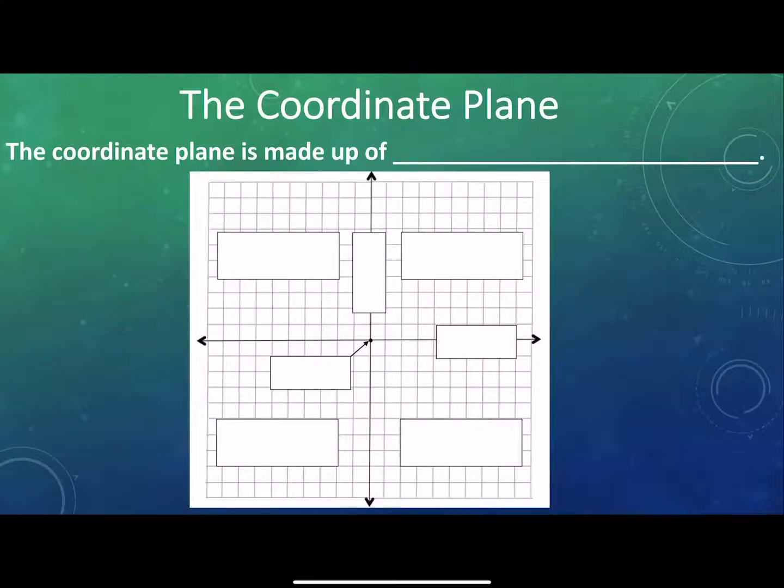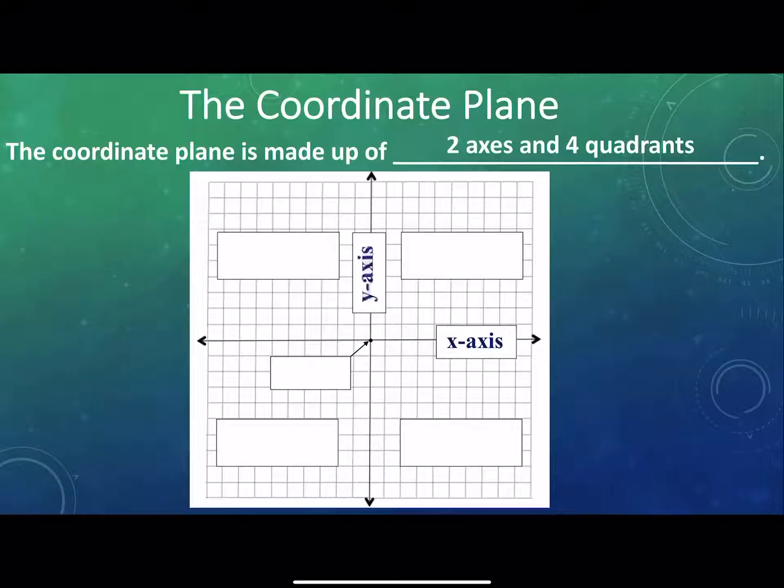So this is the coordinate plane. It looks something like this. I've got a graph, and it's made up of 2 axes and 4 quadrants. The 2 axes that I have are the x-axis, which is the horizontal one going across from side to side, and the y-axis, which is the vertical one that's going from top to bottom. So the x-axis and the y-axis.